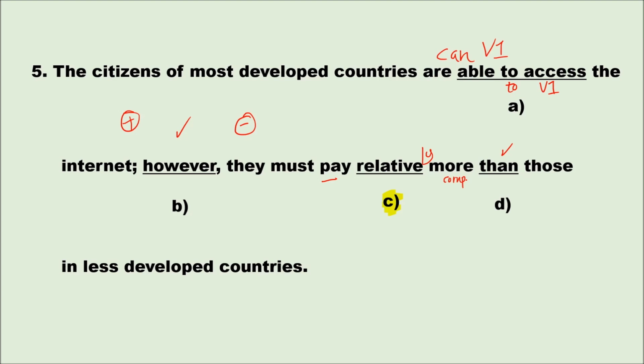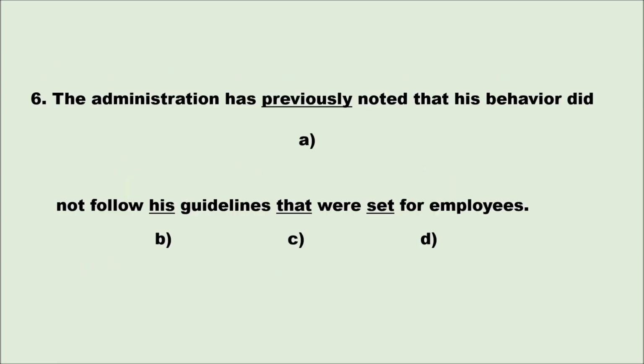The correct sentence for number 5 is: The citizens of most developed countries are able to access the internet. However, they must pay relatively more than those in less developed countries. Number 6. The administration has previously noted that his behavior did not follow his guidelines that were set for employees. Okay, what's the first thing that you notice about this sentence?